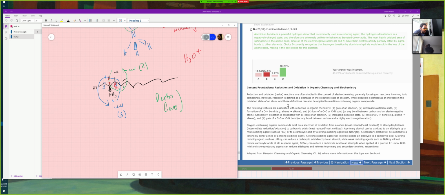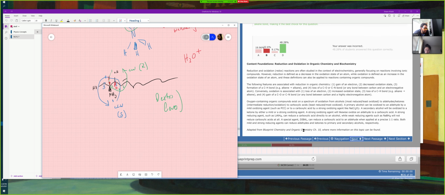And then we see the spectrum of, oh yeah, okay, PCC, and then the chromium or whatever thing. Yeah, no, this question makes sense though.